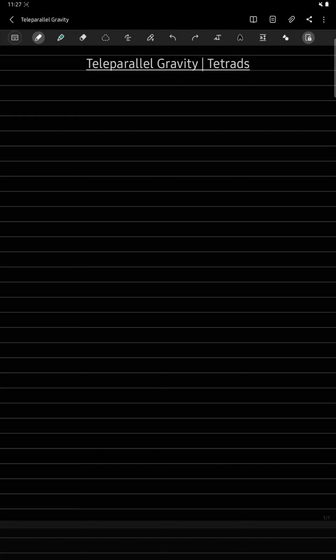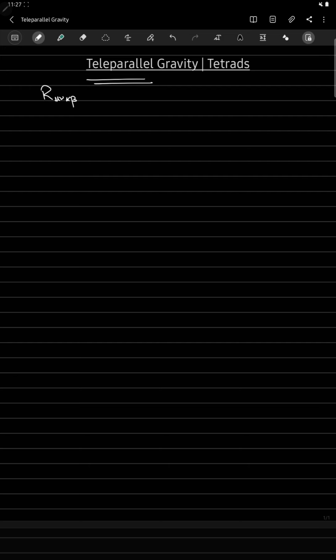Okay, so we know that in Einstein's theory of gravity, the gravitational field requires Christoffel symbols, right? And the gravitational field is defined in terms of the Riemannian curvature tensor, which is R mu nu alpha beta, right? However, that theory is incapable of coupling to fermionic fields. And so this shortcoming of the theory requires an alternative theory of gravity, and that is where teleparallelism comes in.